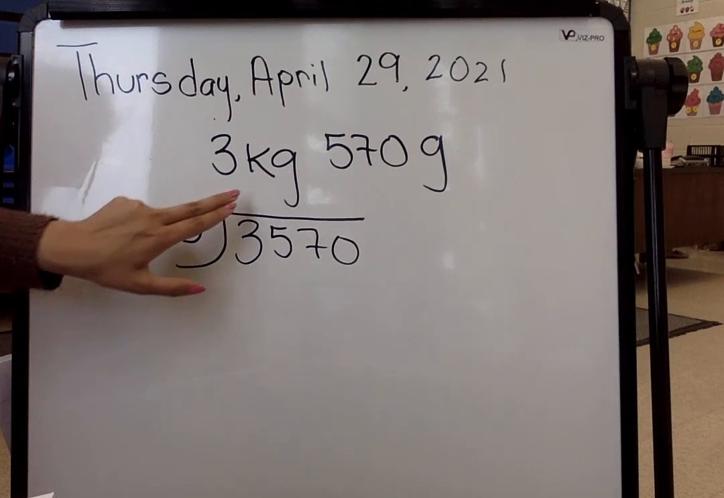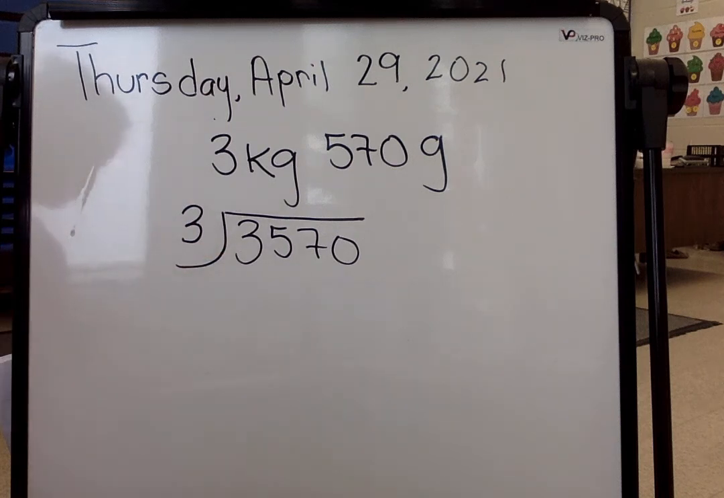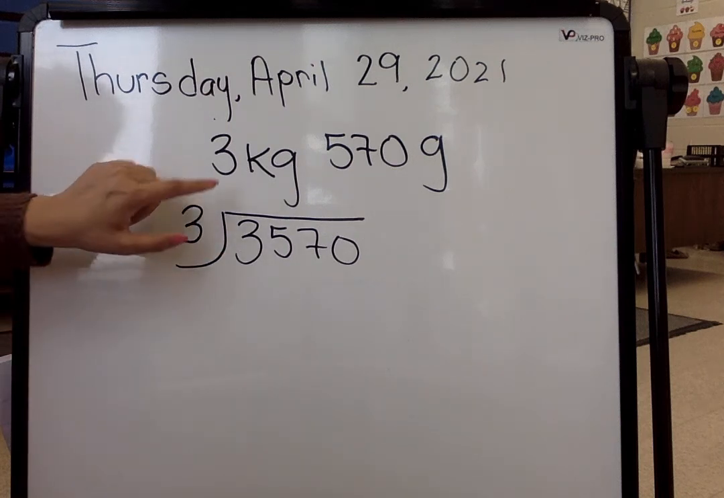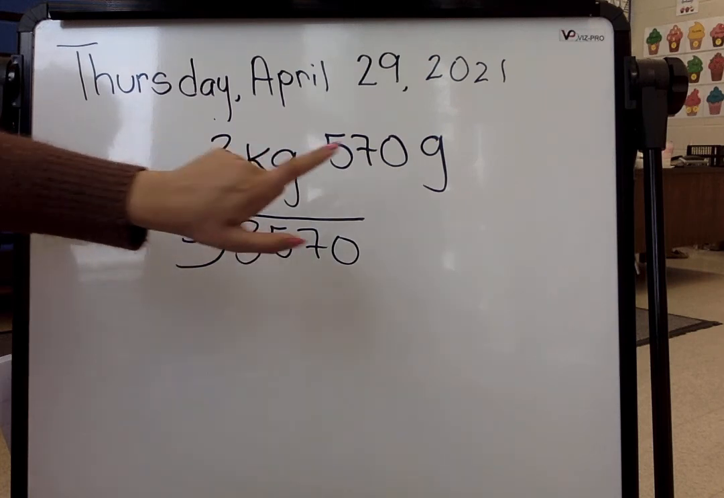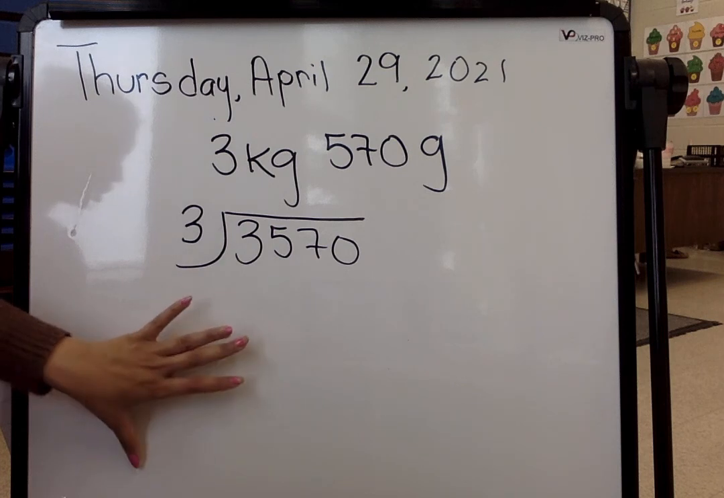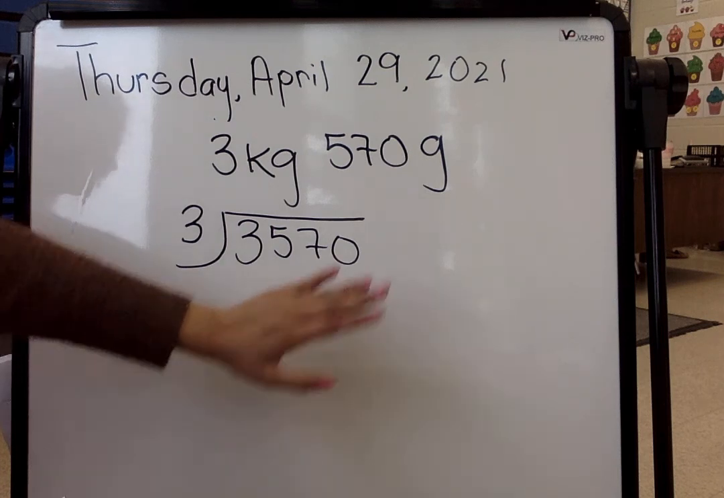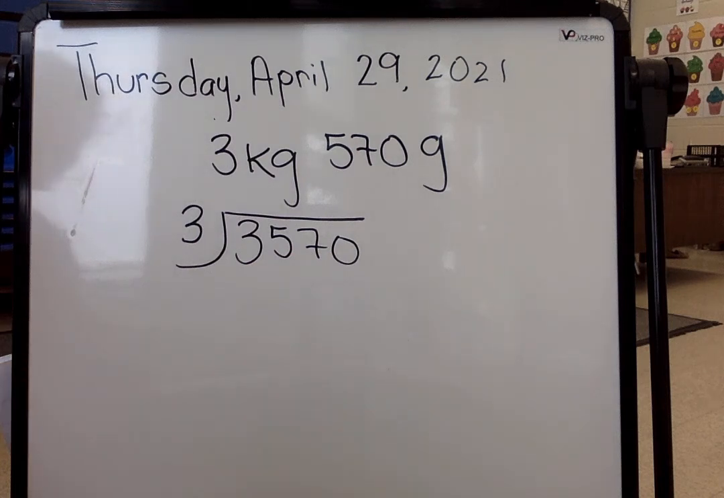Once we get the answer, we will find out how much each bag weighed. Remember, your thousands number will be your kg number and your hundreds number will be your grams number. Also remember to write down your sentence: the weight of each bag was blank kg and blank grams. This was question 4.